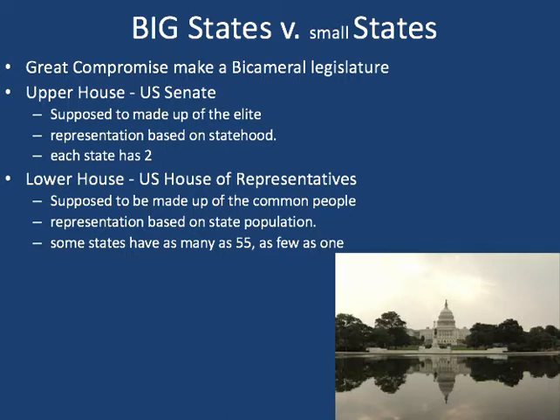Some states can have many members of the House of Representatives, presently up to 55, or as few as 1. So California, which has a large population, has 55 members of the House of Representatives. It has a lot more say in the House of Representatives than anybody else. Wyoming, which has a small population, only has 1 member of the House of Representatives that represents the entire state.